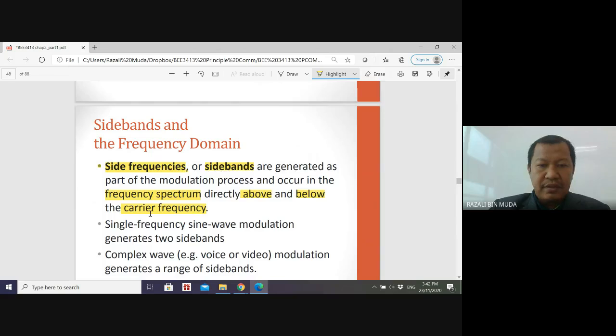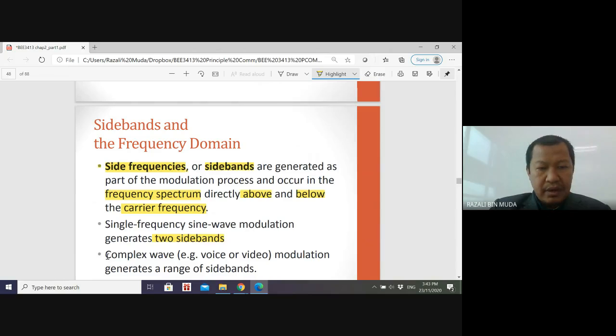So above the carrier we call it the upper sideband. Below the carrier we call it the lower sideband. So for single frequency sine wave modulation, two sidebands are generated. Okay, so if we modulate one modulating signal and one carrier signal, both sine waves, the process will give us two sidebands, one upper and one lower.